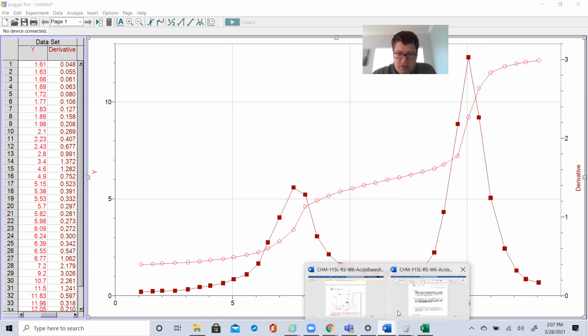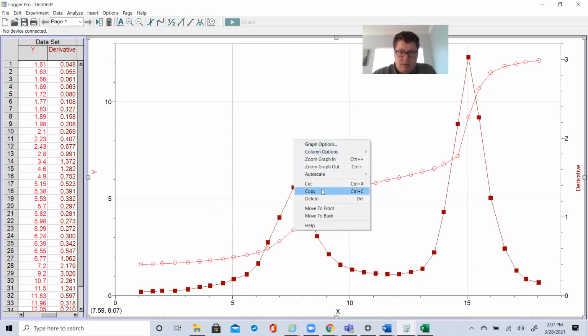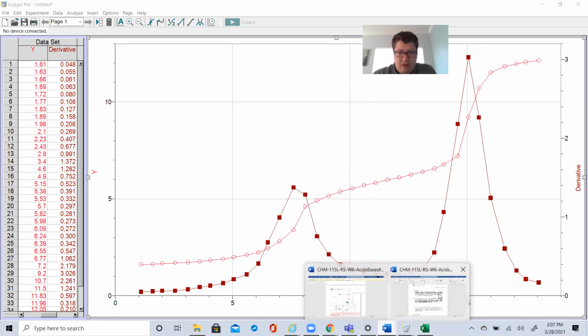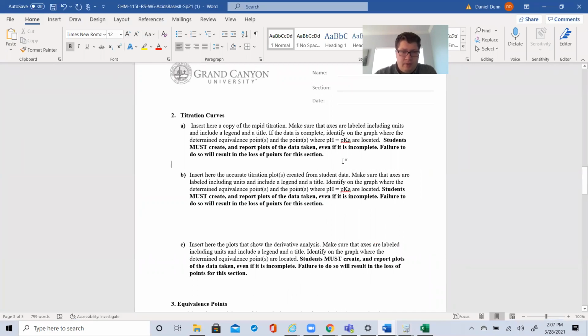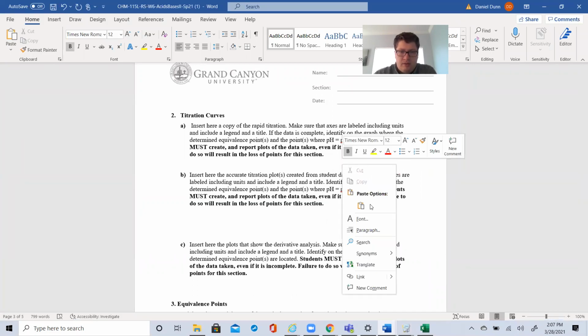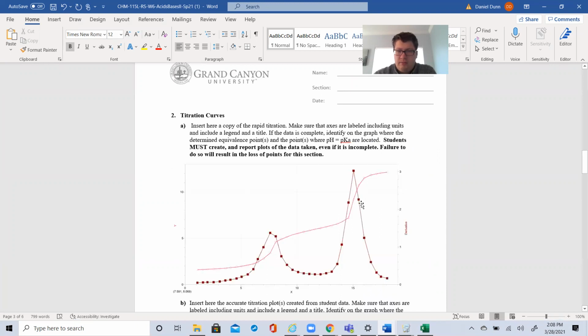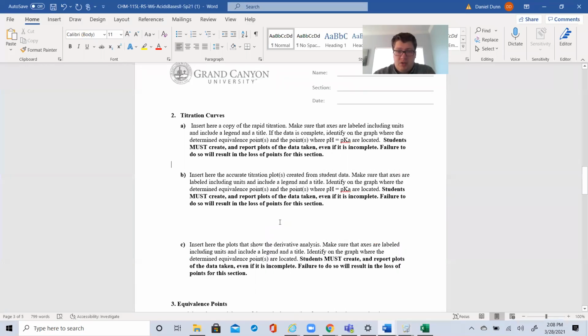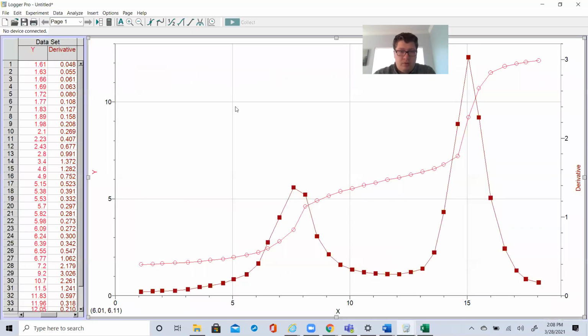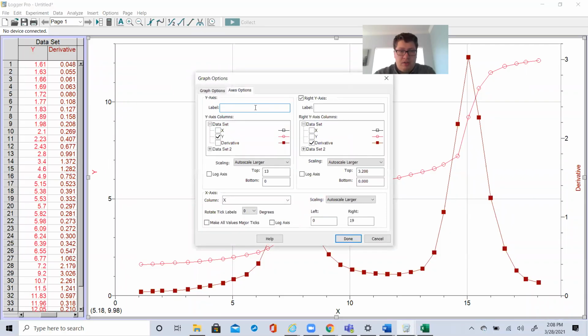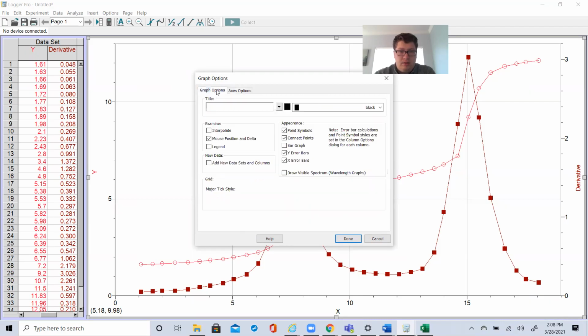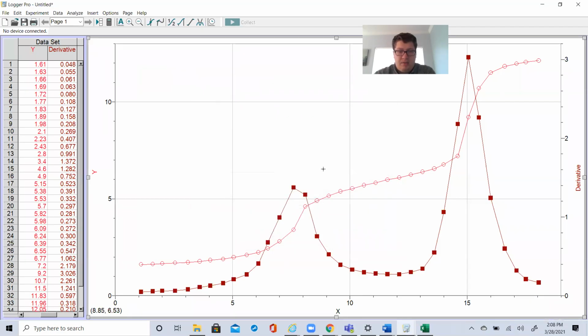So what you're going to do with this information, you're going to copy this graph or copy the Excel graph, whichever one you want, and paste it in. Ta-da! And making sure it's labeled. This one's unlabeled. You should be able to label it. If you need help, refer to acid-base 1, but it's pretty simple. Graph Options, label Y, label X. There we go. That type of stuff.